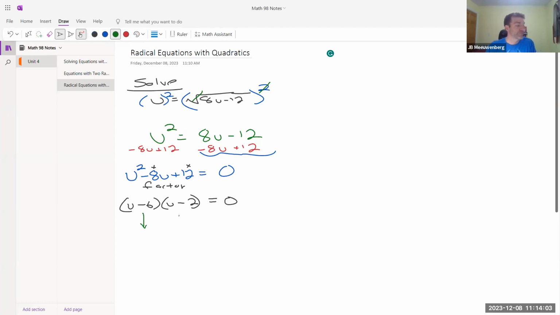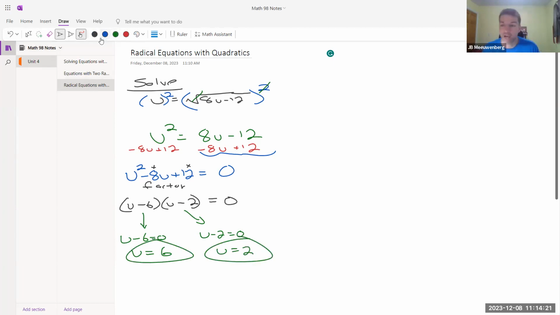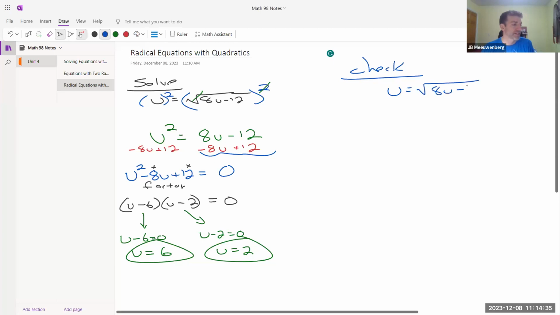So we take both of these binomial factors, and we write them as u minus 6 equals 0, u minus 2 equals 0, and then solve them both to get u equals 6 and u equals 2. So we have two solutions. But as we've learned about equations with radicals, we always have to check them. So we go back to our original equation, and we have to check both. Our original equation was u equals the square root of 8u minus 12.